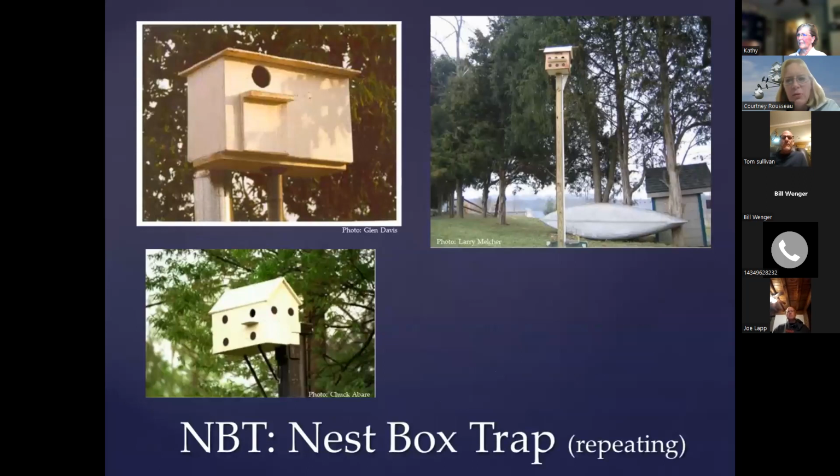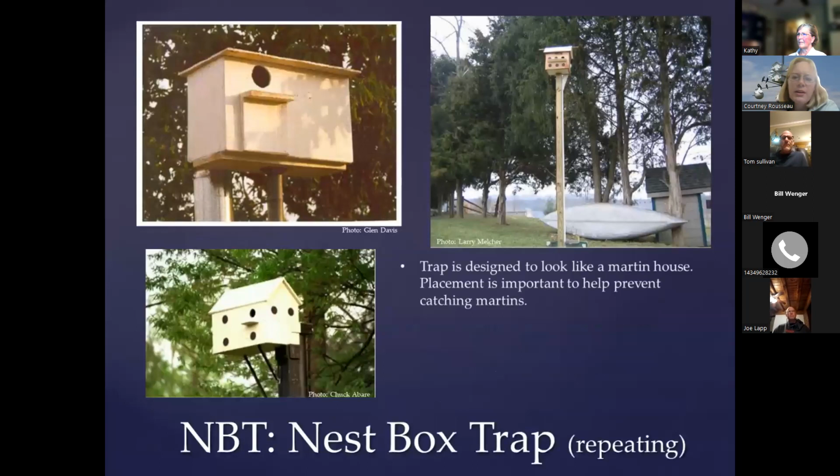So here we have what we call an NBT, or a nest box trap. And so this trap is designed to look like an old wooden martin house. And if you're going to use this type of trap, it's important to put it in the right place to help prevent catching martins. So a good place to put a house like this is near a tree line, because we all know martins don't like trees, but starlings don't seem to mind them so much. So you're less likely to catch martins in a trap like this if it's not right out in the open.